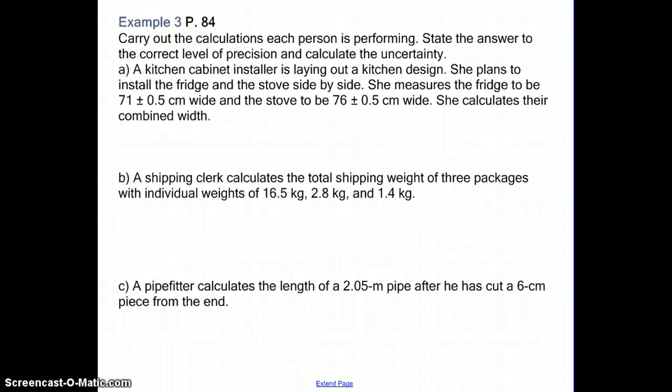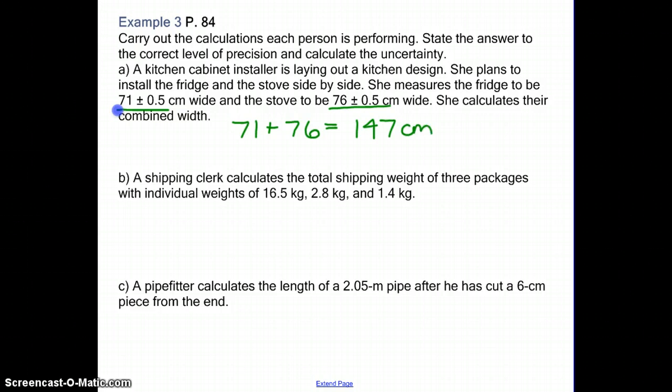So for example 3 on page 84, we're going to calculate the precision and uncertainty for each of these questions. So A, she has a fridge that is 71 plus or minus 0.5 centimeters wide, and a stove which is 76 plus or minus 0.5 centimeters wide. She wants to calculate their combined width. So what do I have to add together first? Their widths. Yep, so 71 plus 76 equals a total of 147 centimeters is their total width.